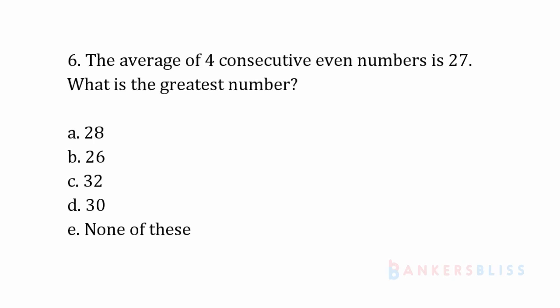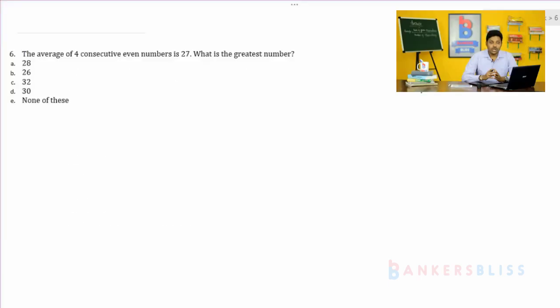The average of 4 consecutive even numbers is 27. What is the greatest number? So here they have given that 4 consecutive even numbers. If the first even number is 2, next even number will be 4, next will be 6, 8, 10, 12. So 2, 4, 6, 8, 10, 12 are consecutive even numbers. The consecutive even numbers start from any even number and end at any even number, but in the middle the series should be continuous. So 10, 12, 14, 16, 18, 20 is a set of even numbers.